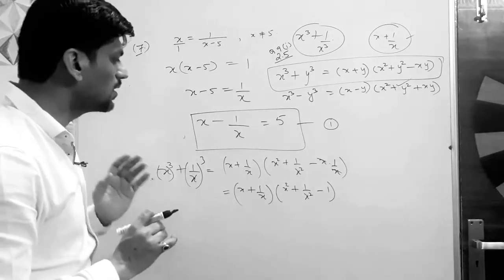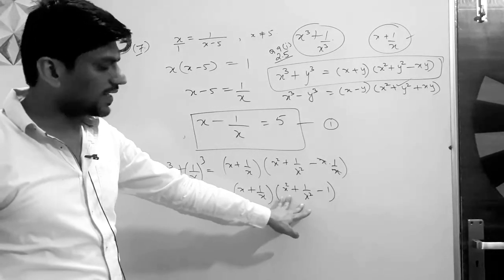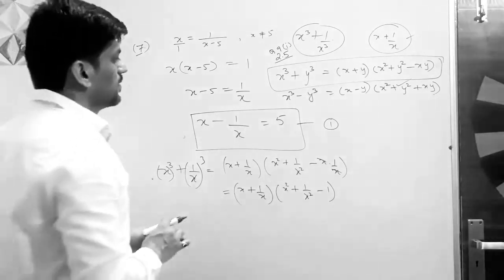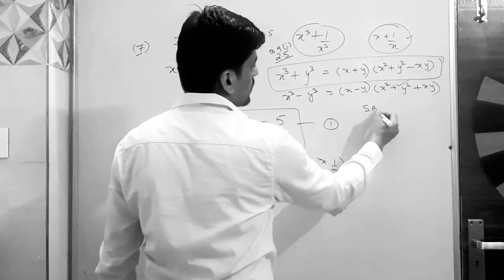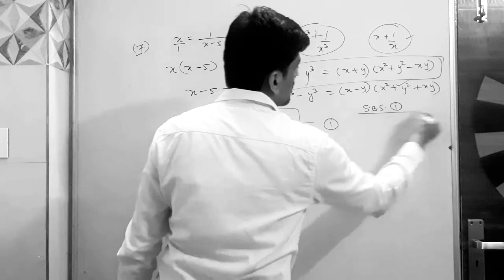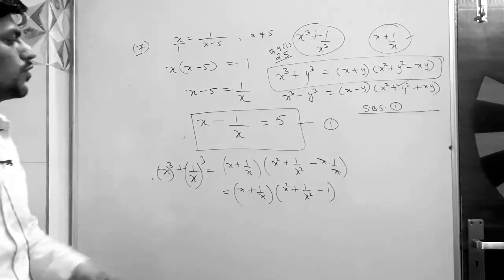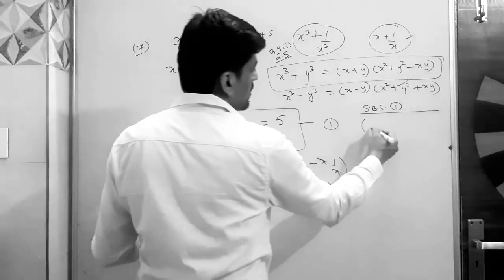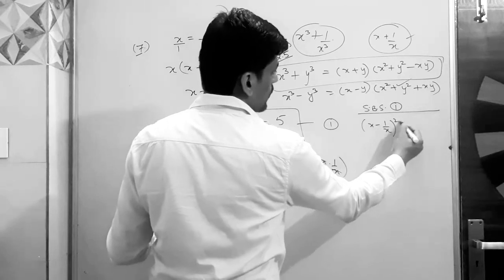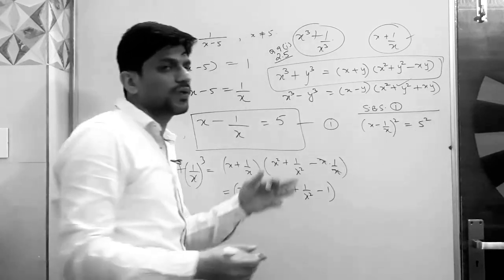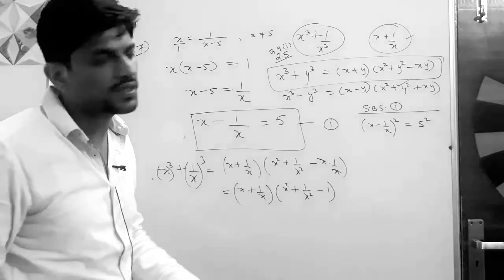Alright. Now we can find out x square plus 1 upon x square easily by squaring equation number 1 both sides. So do squaring equation number 1 both sides. If you do squaring equation number 1 both sides, so (x minus 1 over x) square equal to 5 square. Why are we doing square? Because we have to find the value of square terms.